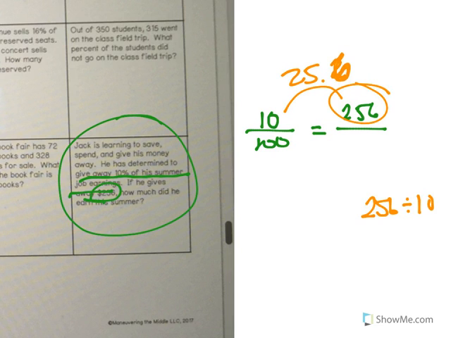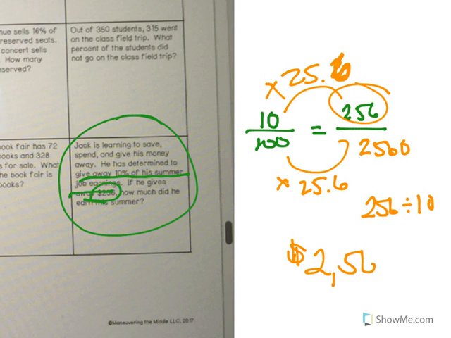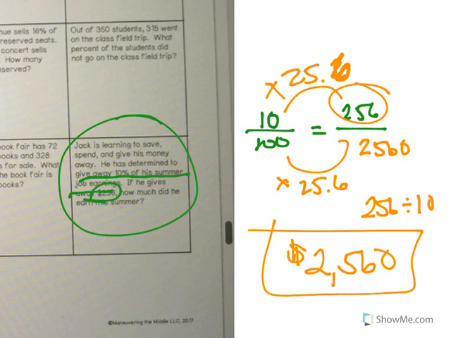Sorry, so what I do on the top, I do on the bottom. 25.6 times 100 equals 2,560. So the answer there is 2,560. Okay, that's your work for today.